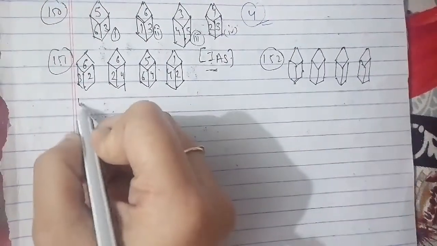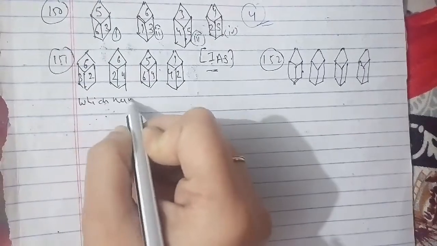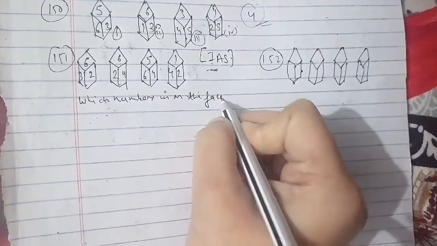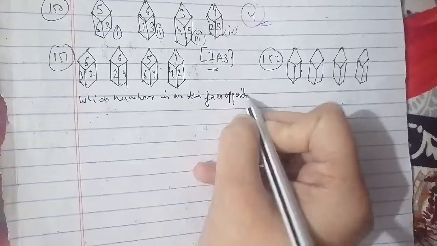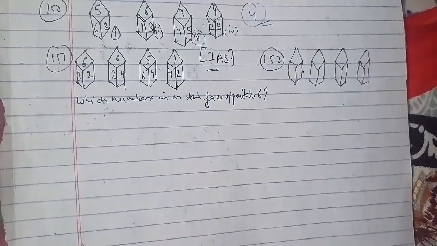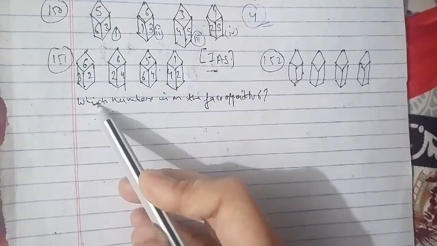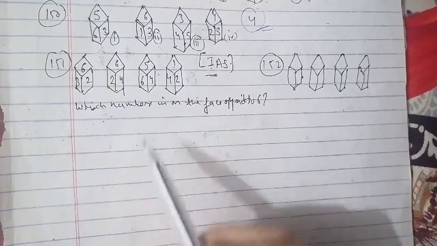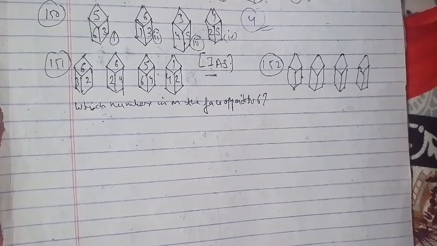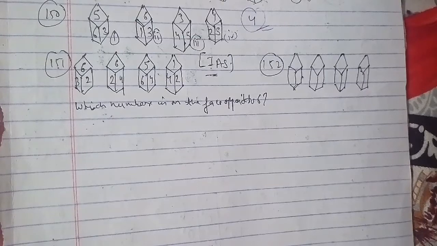So the question asked is, which number is on the face opposite to 6? The options we have are 1, 2, 3 and 4, and one of them is the right answer. So with the question asked, this is what we have to answer.